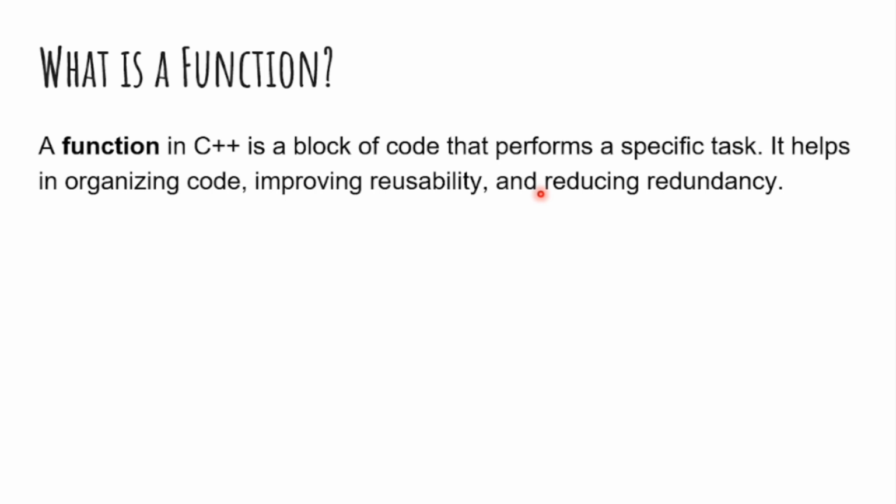The other thing is reusability. Write once and use anywhere in your program. It helps you reuse one part of code from anywhere in your program. And the third thing is abstraction. Hide the complex logic behind a simple interface. The complex logic that we write in the code is handled under the name of the function.